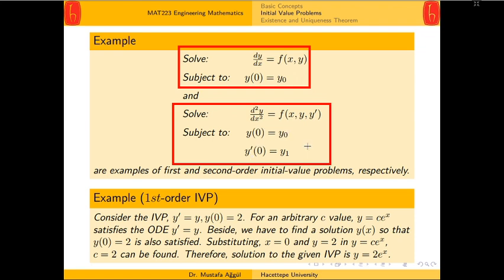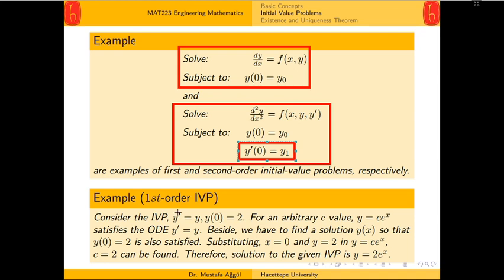Okay, so if this was not given, then we could still say this is an initial value problem, but we would have some problems with the uniqueness of the solution that we will see later on.